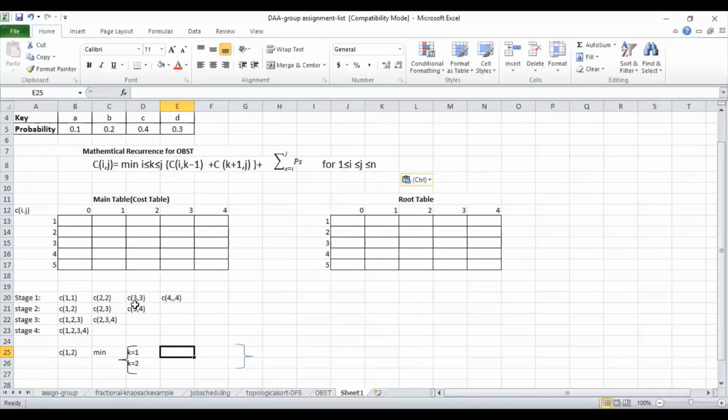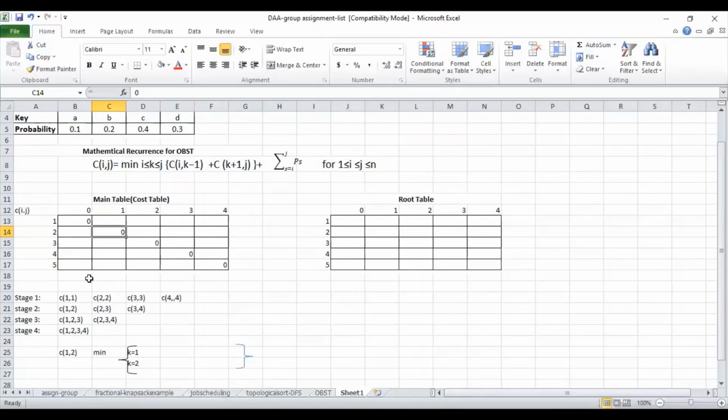So let's look at stage 1. In stage 1, there are 4 cases: C11, C22, C33, and C44. What does C11 determine? C11 determines the cost of a BST by including only node 1 into the BST. When I refer to node 1, it means key A. C22 is the cost of a BST by including only key B. C33 similarly would include only C, and C44 would include only D. So stage 1 explores all the one-node possibilities.